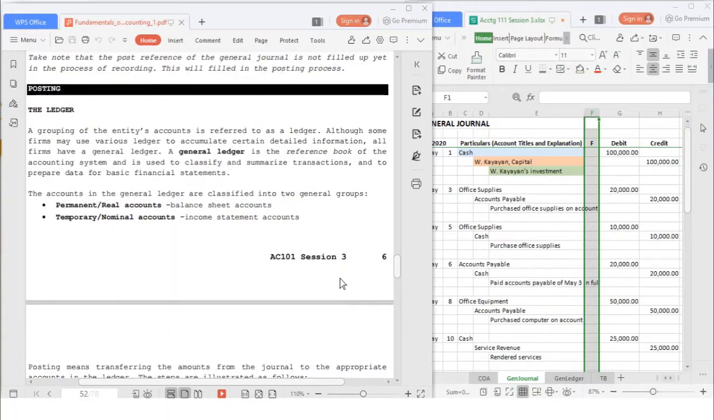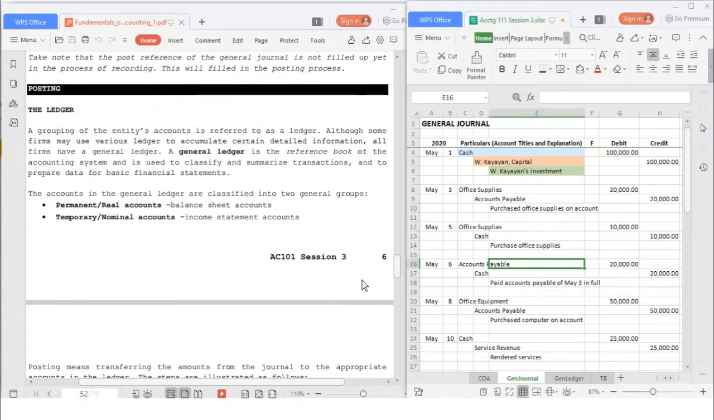Now, let's move on to the next step, which is posting. Posting already involves the general ledger. Now, a general ledger, or a ledger, is a grouping of the entity's accounts. So, that is what you call a ledger.